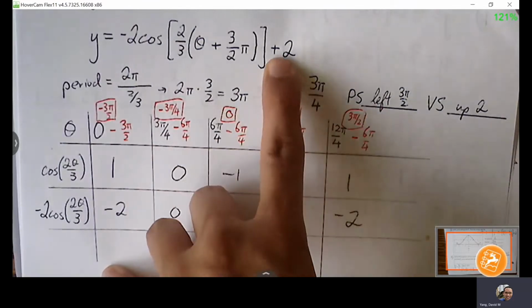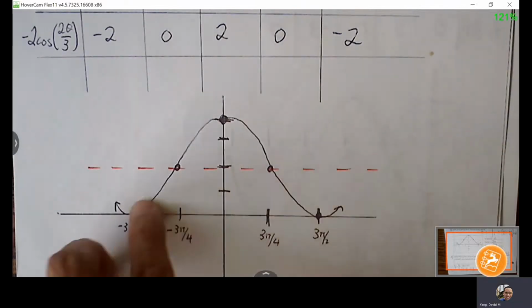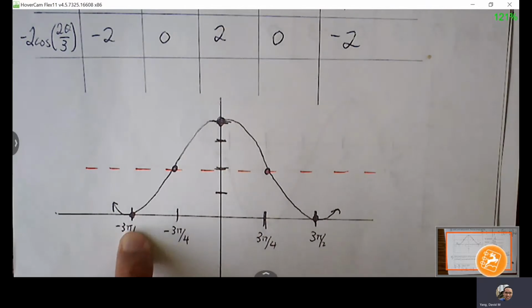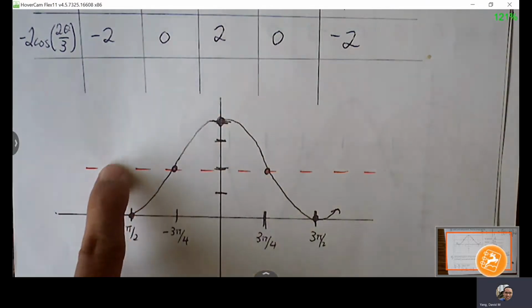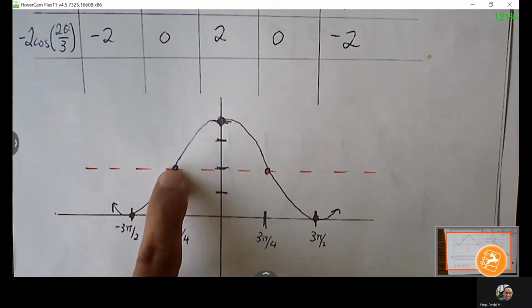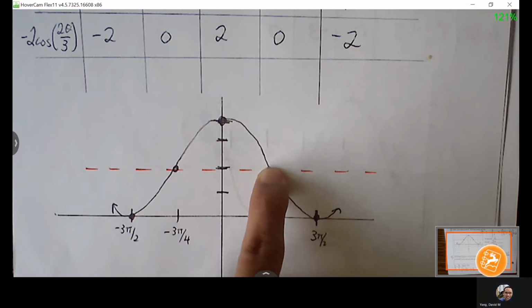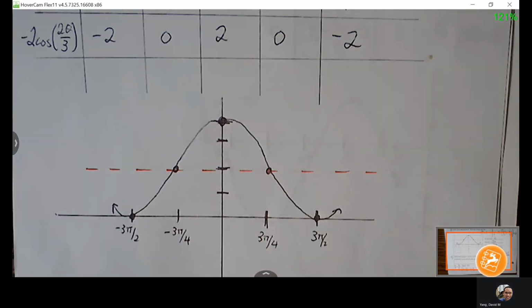So we know that plus 2, that's going to be our dotted line. So from the dotted line, we're going to mark each of our subintervals starting at -3 pi over 2. We're going to go down 2 units from the center. Next is 0. Next, up 2 units. Next dotted line. And next, down 2 units.